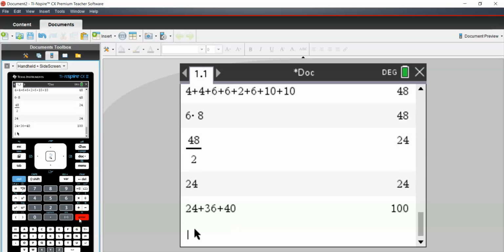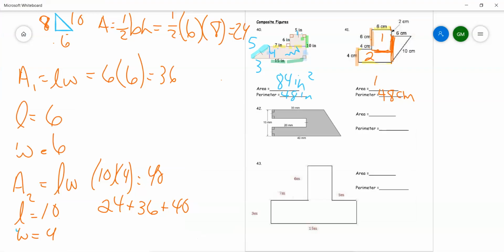And we get 100 centimeters squared. All right, and we're almost done. Two more.